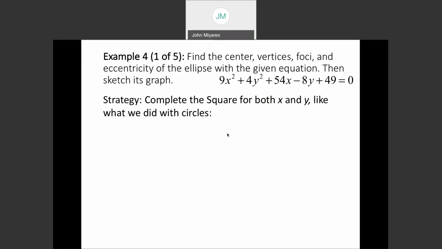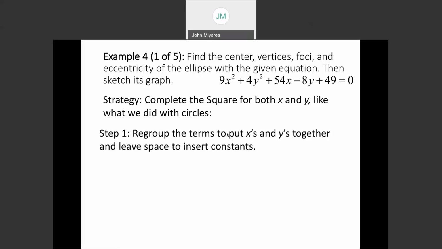Okay, so here we go. We're looking to regroup the terms of this equation to get the x's grouped together with the x's and the y's grouped together with the y's. That gives us 9x squared plus 54x plus 4y squared minus 8y equals -49 after we move the 49 to the other side of the equation.